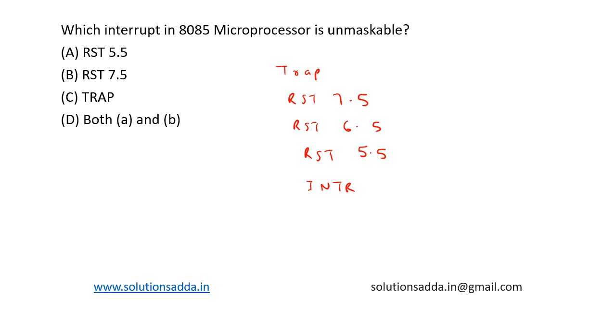First of all, what is maskable and unmaskable, and the difference between them? In a maskable interrupt, we can disable the interrupt by writing some instruction into the program. Examples include RST 7.5, RST 6.5, RST 5.5. These are maskable. Unmaskable interrupts are interrupts that cannot be disabled by writing some instruction into the program. An example is trap. This is unmaskable. The question asks for the unmaskable interrupt, so the correct answer is option C, trap.